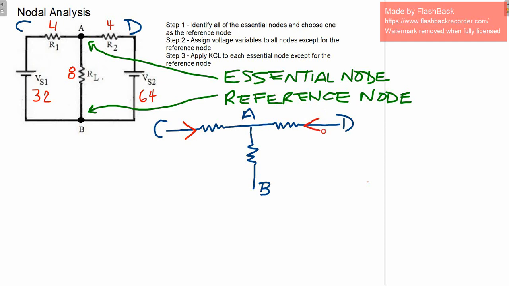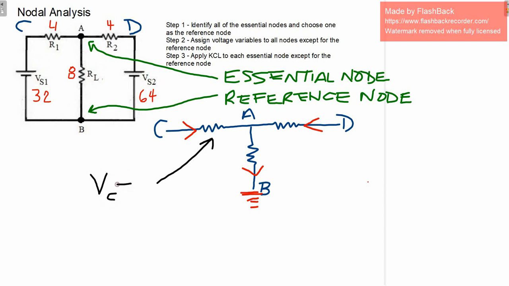Now notice we have a voltage source on the left. It is going to be pushing current from left to right. We have a voltage source on the right. It's going to be pushing current from right to left. Those are going to come into node A and logically move down through the load resistor and into ground.